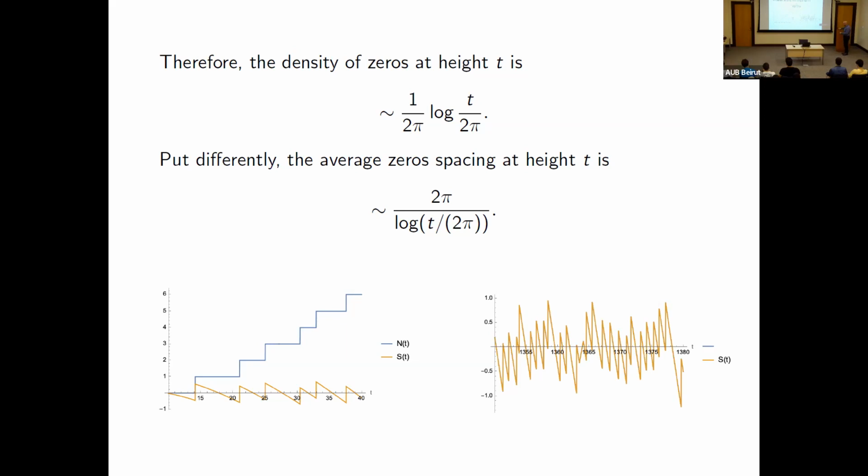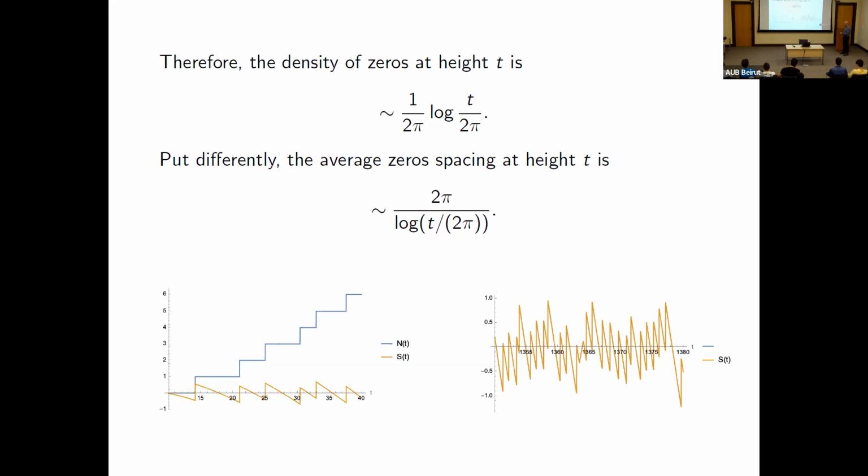Here is the blue line here. This is a plot of n of t when t is between, I think, 10 and 40, so right at the beginning. And the yellow or orange line is a plot of s of t, which is that remainder term that has jumps by 1 or by more at the zeros of zeta.